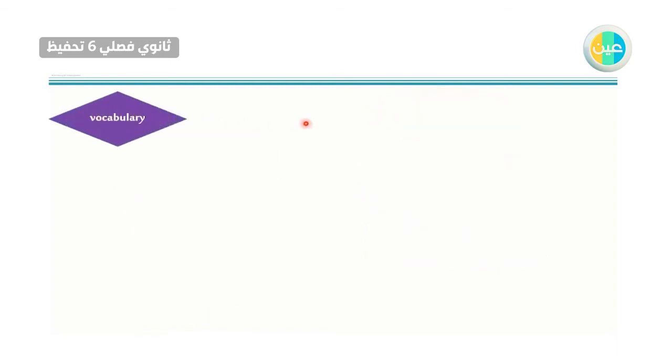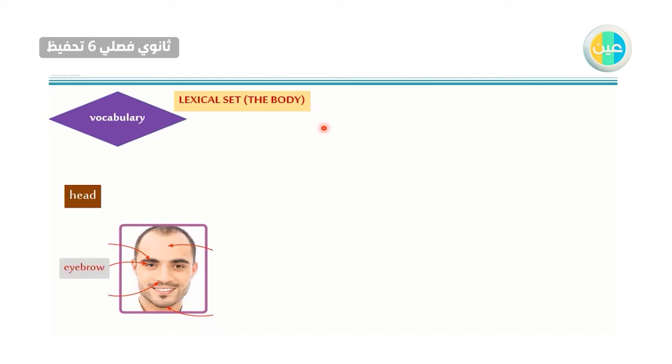Okay, we will start now with vocabulary about lexical set. This is about the body. We will talk about some parts of the body. Let's start with the first thing, head. This is a head. And this is eyebrow, forehead, eyelash, chin, nostril. Nostril, this is not nose, but one of the two openings at the end of the nose.